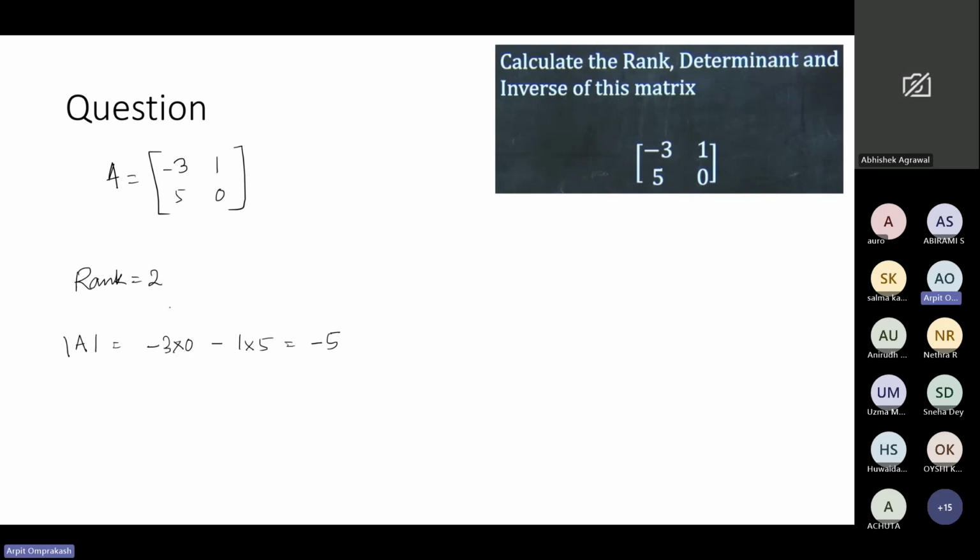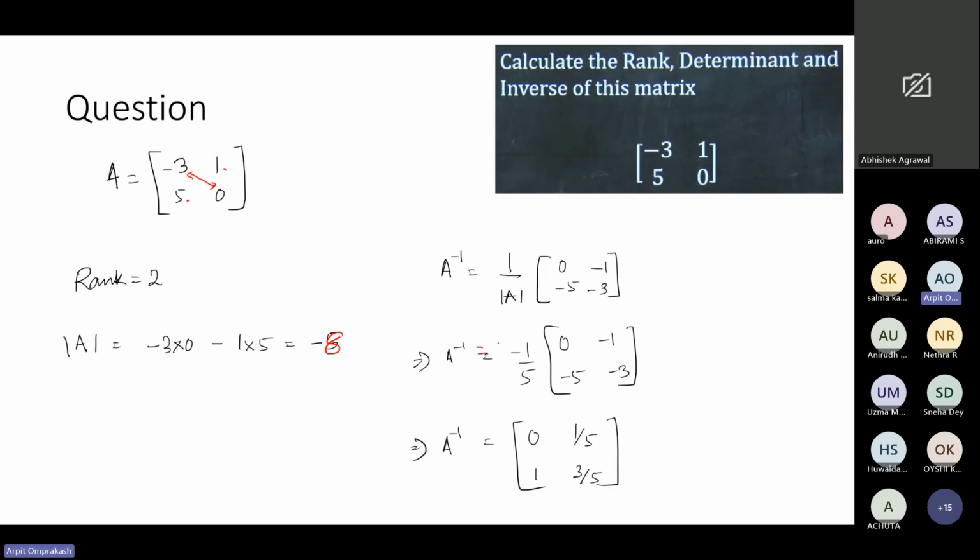Then to find the determinant of A, which is also written as A enclosed in these lines, the determinant will be −3 × 0 − 5 × 1. So −3 − 5. It's −8. And then we want to find the inverse of this matrix. So the inverse will be 1 by determinant of A into, we'll just swap these two. It will be 0 and minus 3, and these two will have a minus in front of them, minus 1 and minus 5.